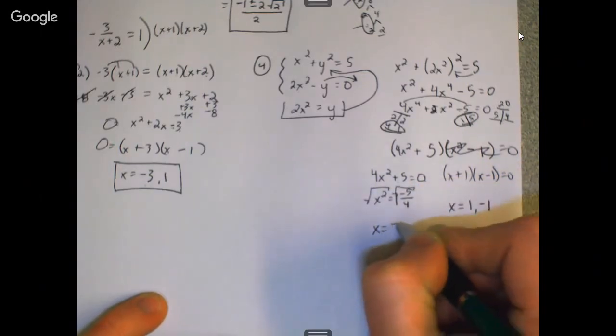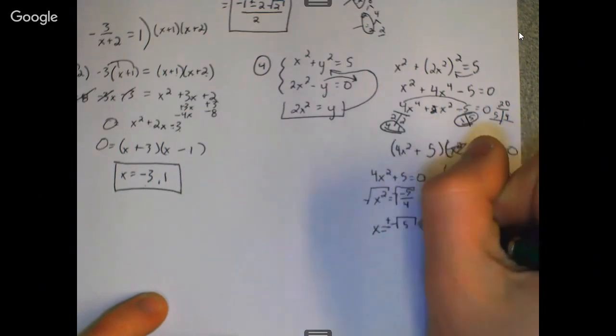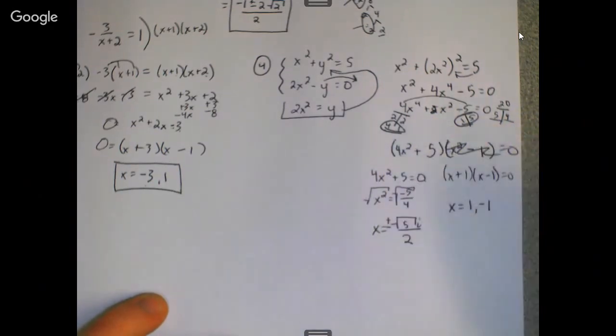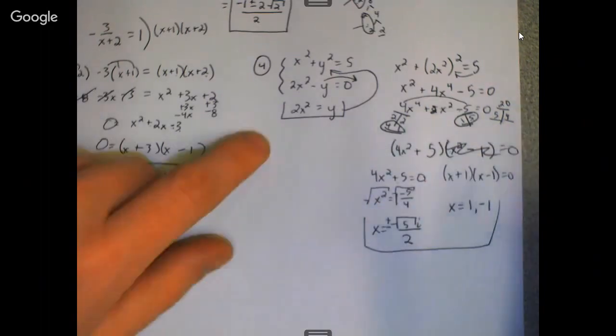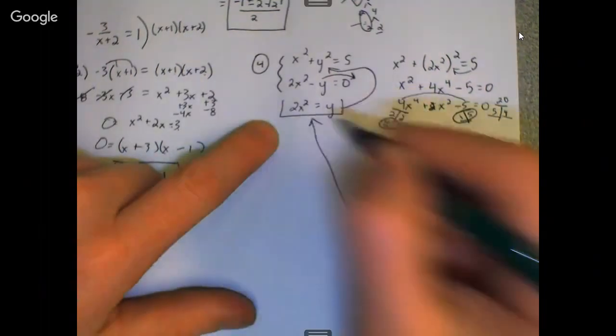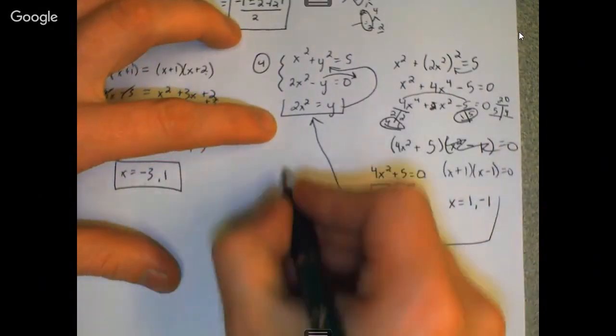x equals plus or minus the square root of 5i over 2. So those are your x's. In order to find your y's, you're going to take those and plug them back into this y equals. So let's start with the easy ones.